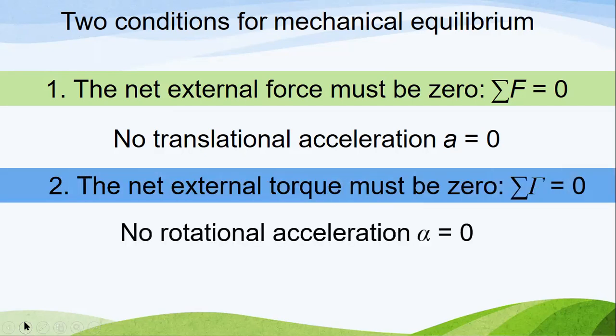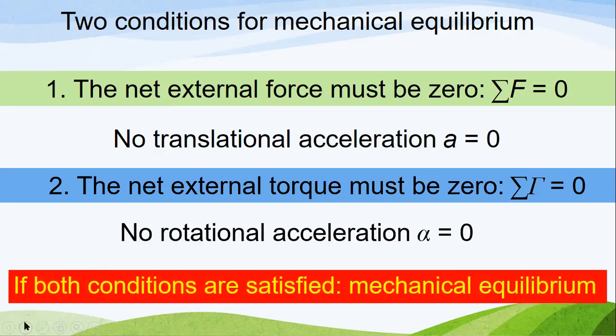Then the second condition is that the net external torque should add up to 0. When you add up the torques acting on an object, it should add up to 0. In this case, we can apply tau equals I alpha, which you learned in last week's lab. If the net torque is 0, then alpha, the rotational acceleration, will be 0. So when an object satisfies both conditions, it will be in translational equilibrium and rotational equilibrium. In this case, we say that the object is in mechanical equilibrium.